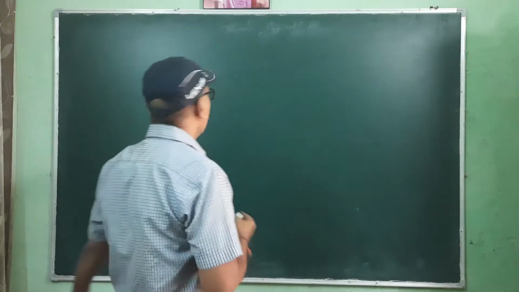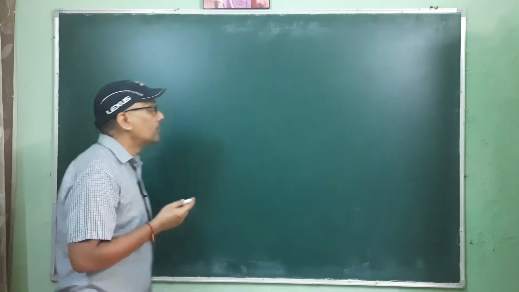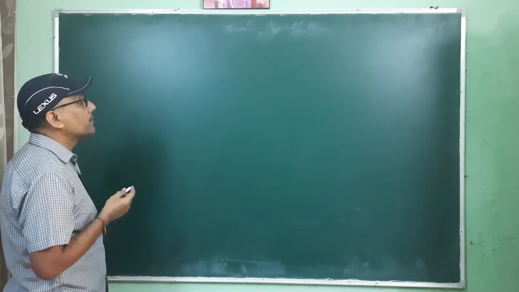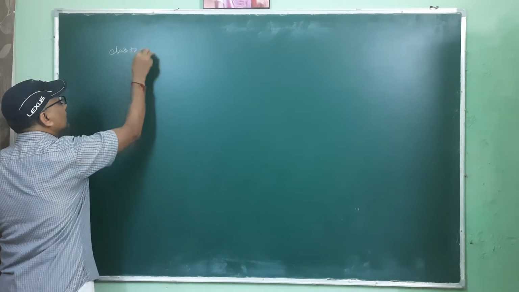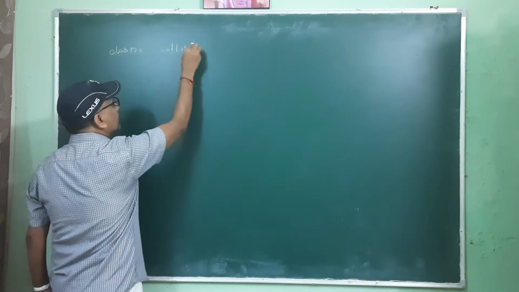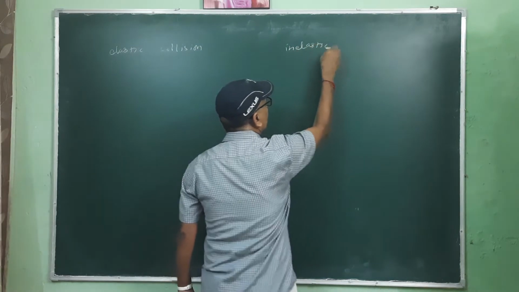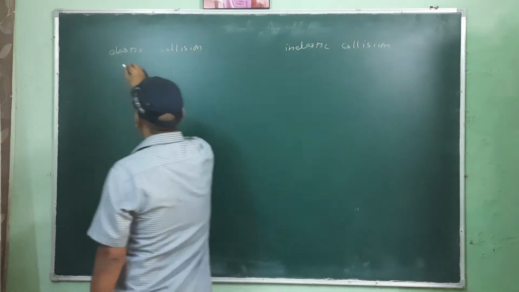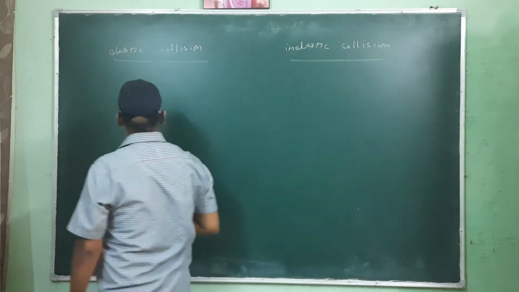So in the last class we talked about collisions between two bodies, and classified collisions into two types. One is elastic collision, and the second one is inelastic collision. This classification is based on different physical parameters in these two collisions.